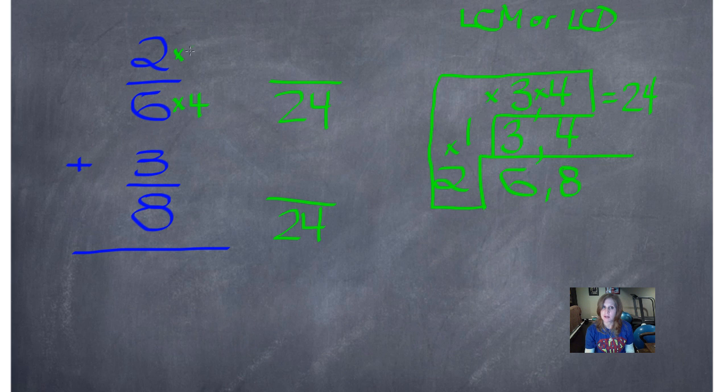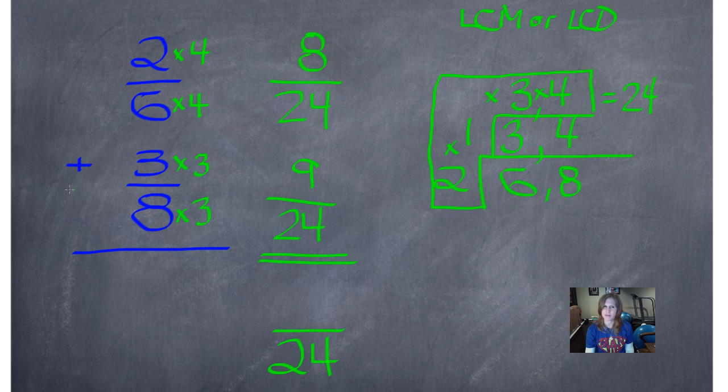Whatever we do to the denominator, we have to do to the numerator. 2 times 4 is 8. Now we'll do this one. 8 times 3 is 24. So 3 times 3 is 9. So our denominator is going to stay the same, and we add our numerators, 8 plus 9.